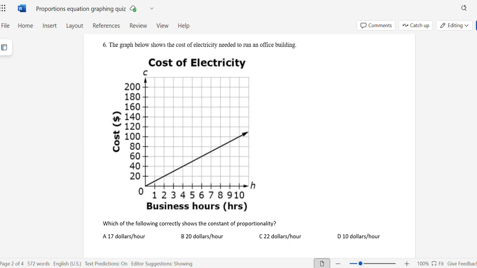Number 6, the graph below shows the cost of electricity needed to run an office building, and on the graph you have business hours and cost. Which of the following correctly shows the constant of proportionality? A, $17 per hour, B, $20 per hour, C, $22 per hour, D, $10 per hour.